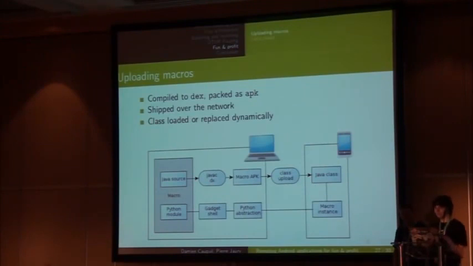It's very simple. You have the Java source. You compile it to an APK. You upload the APK to the phone. It's imported as a Java class. You can instantiate that Java class. You get a macro instance. And you have all the Fino Python abstractions to manipulate your new macro instance.